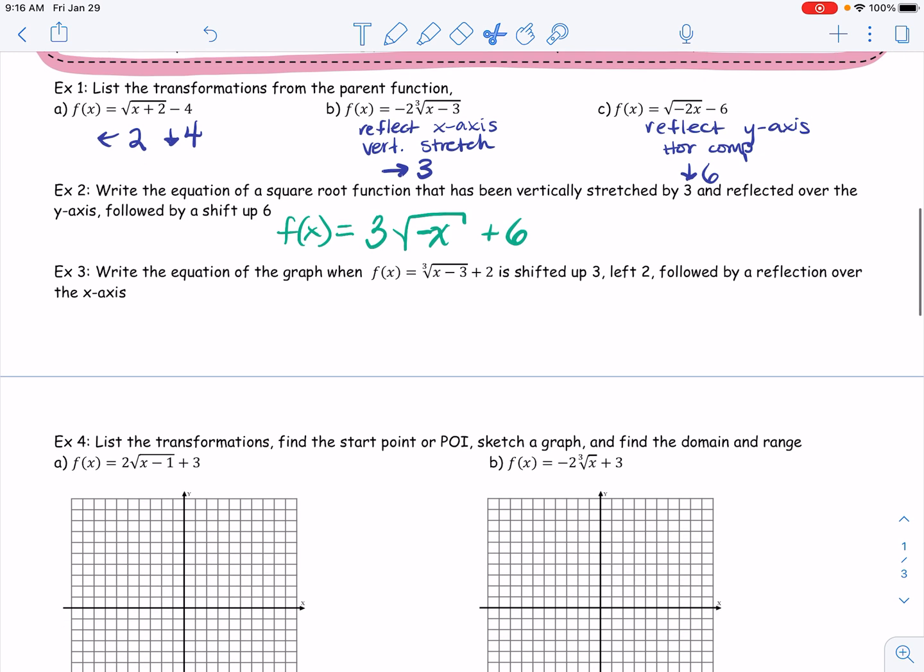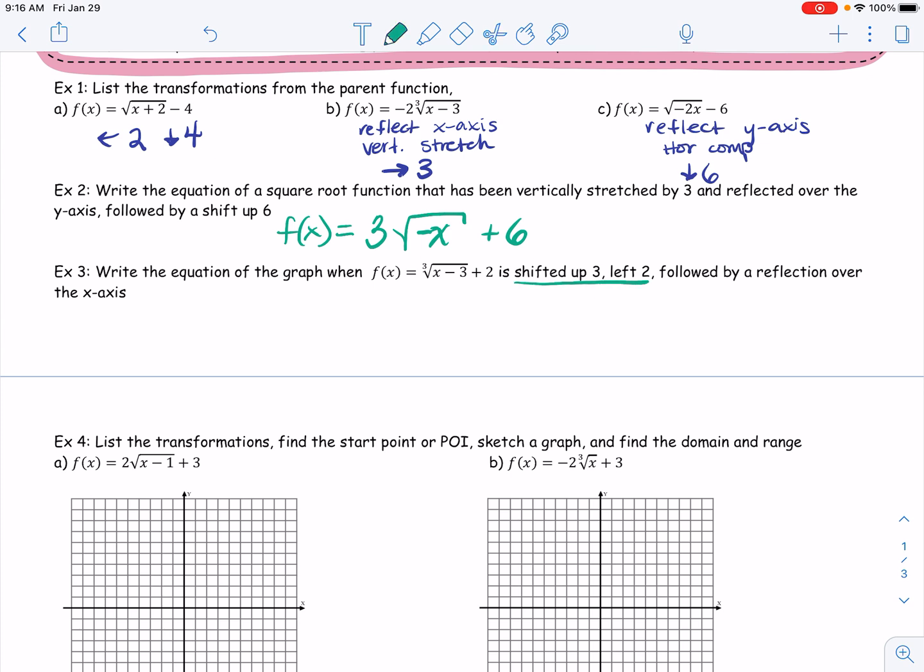In example 3, we're taking a cubic root function that has already been transformed, and it's already been shifted to the right 3 and up 2, and we're going to do some other things to it. We're going to shift it up 3, left 2, followed by a reflection over the x-axis. So let's do these shifts first.